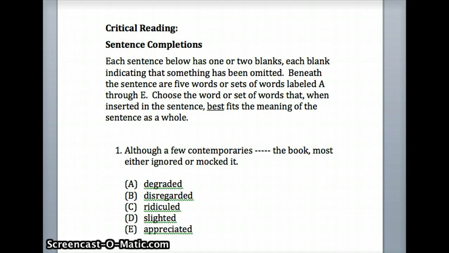So now my last strategy is I'm going to check it out and try in my sentence with the word choice that might fit. So, although a few contemporaries appreciated the book, most either ignored or mocked it. It makes sense to me, and so I feel pretty confident that the correct answer is appreciated. I'm also remembering that the easy questions come at the beginning of the section, so I'm feeling even better that appreciated might be the right choice.